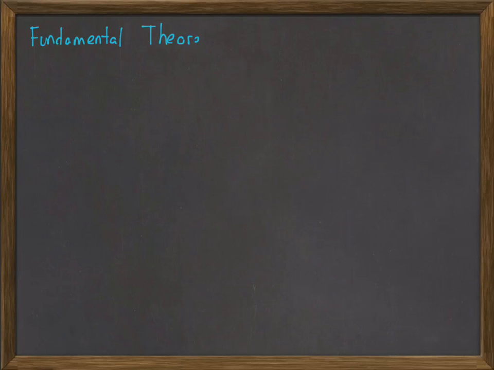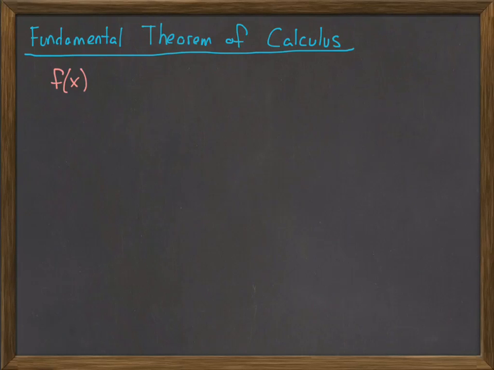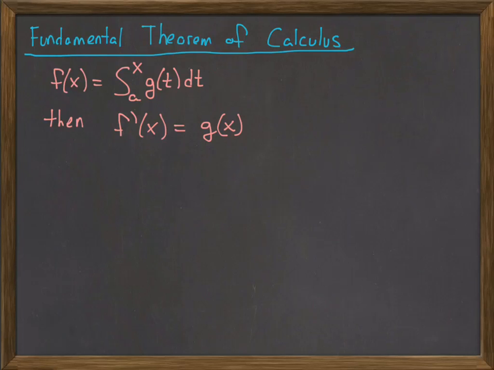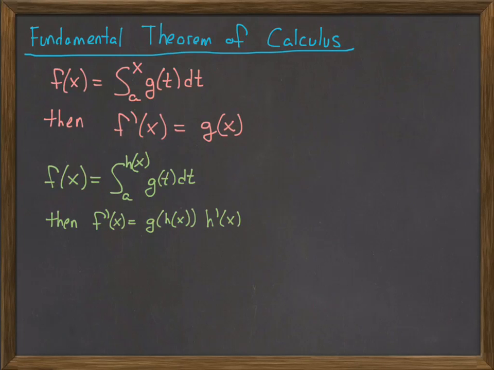We had a very good lecture on the fundamental theorem of calculus, but the upshot of that was, if f of x is defined in terms of an integral of g, then the derivative of that function is just g of x. So you take the x and plug it into g, and you're done. If the upper limit of integration is a function, so going from the integral from a to h of x of g, you plug in to find the derivative: you plug the h into g, then multiply by the inner derivative, which is just h prime.